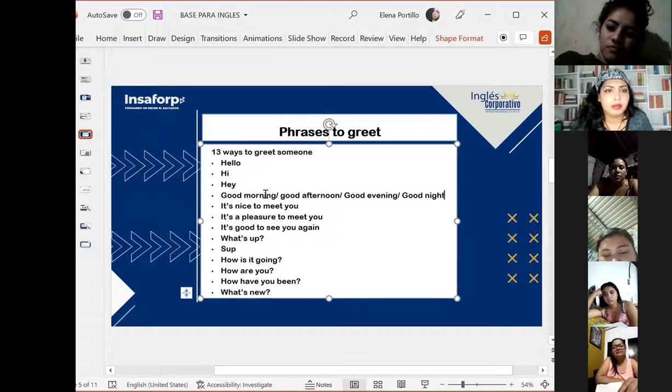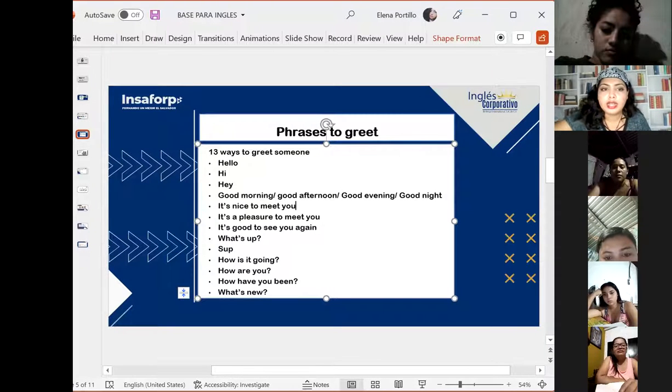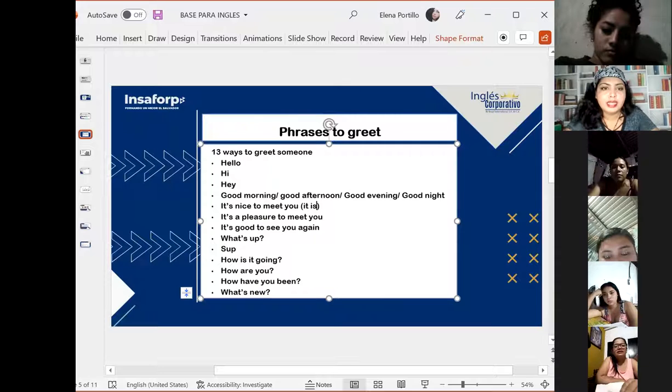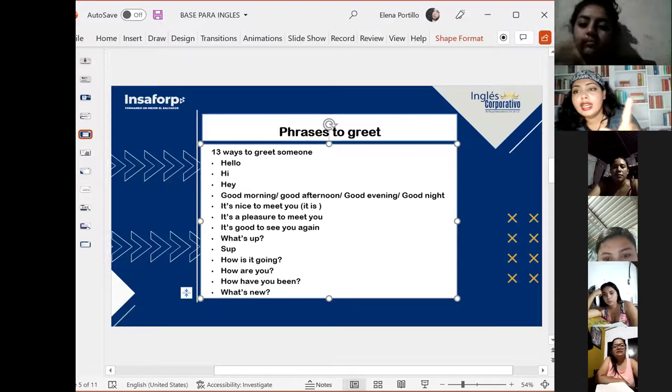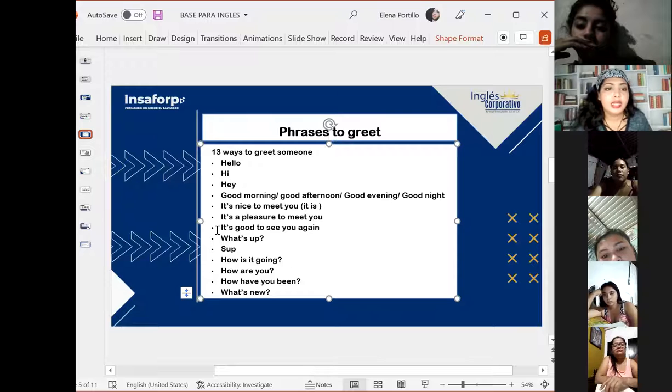And in this case, I'm going to mark the place in which is the verb to be. So, for example, in this one, it's nice to meet you. It is, because in this case, we are writing like this. It is. Esta es la abreviación, la manera en que nosotros ahorramos el espacio, ¿verdad? Escribiendo esa frase, it is, just the S. Escribimos it, apóstrofe S, que nos representa el it is. Eso es, eso está. So, in this case, we have here the verb to be.